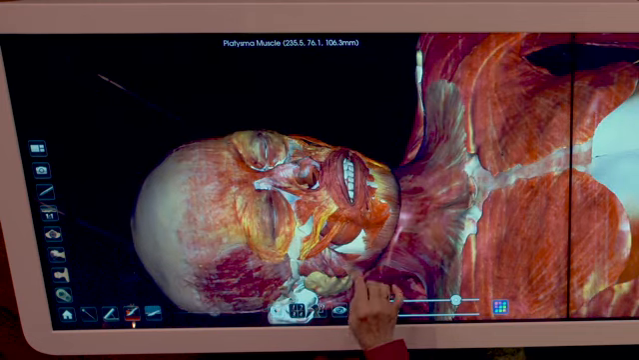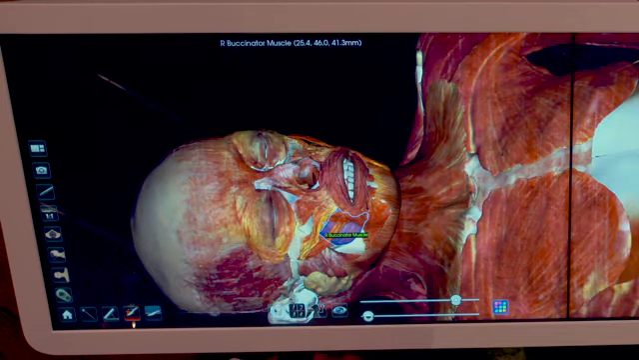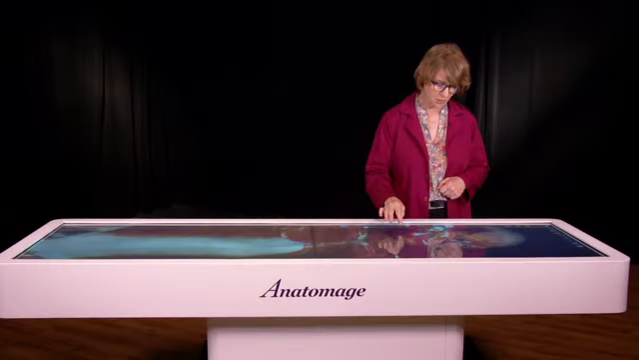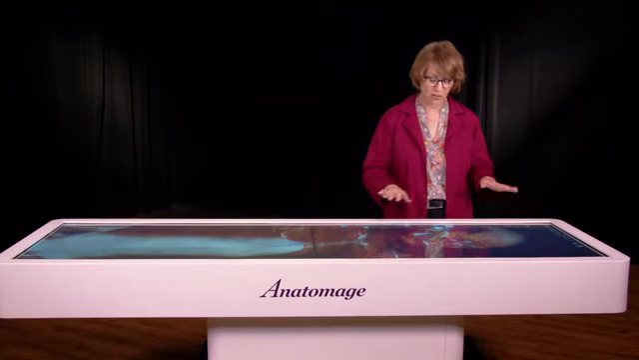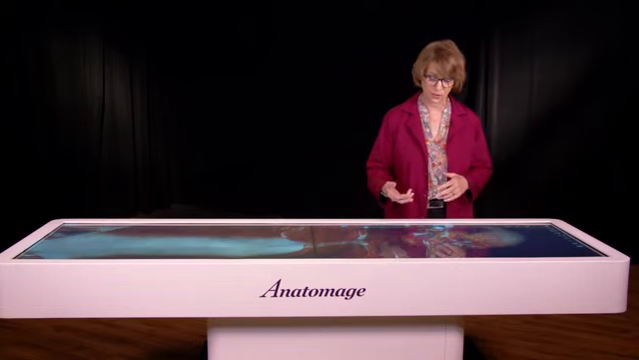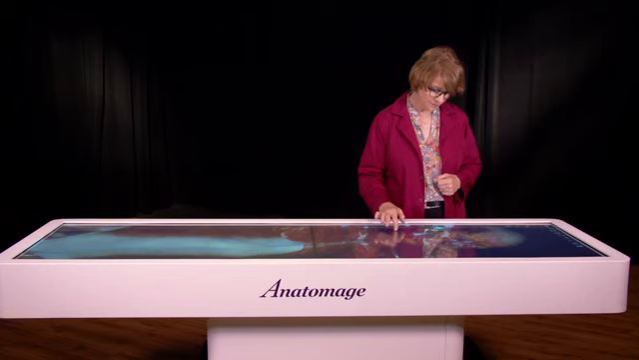In the cheek wall, we have the buccinator muscle. That's what allows us to suck through a straw or to blow a trumpet. And those are some of our major muscles of facial expression. Keep in mind that all of them are governed by the facial nerve, which is cranial nerve 7.